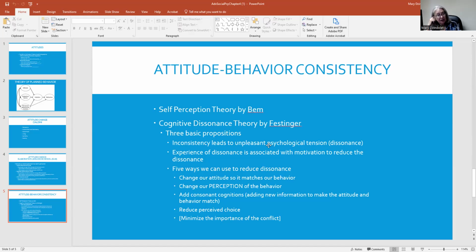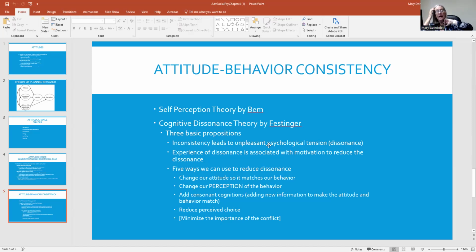Yes, I had a pint of ice cream, but the pint of ice cream isn't that much ice cream really, so it stays in line with my attitude of I'm on a diet, I want to eat healthy. I can make these things line up by changing my perception of the behavior to match the attitude. I can't change the behavior because I've already done the behavior. If I could change the behavior, I wouldn't be in cognitive dissonance. Remember, we're only in cognitive dissonance because we've done the behavior that was inconsistent with our attitude.